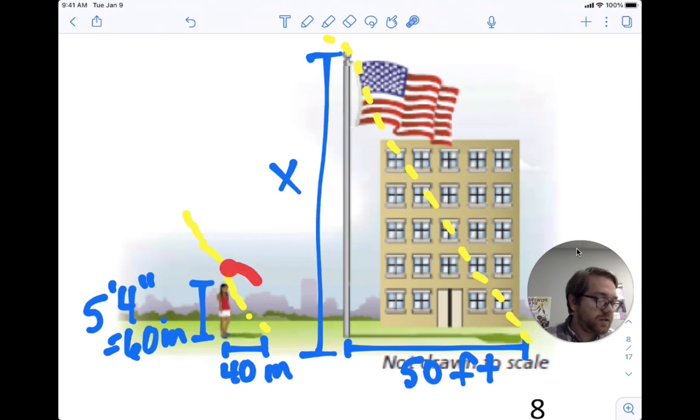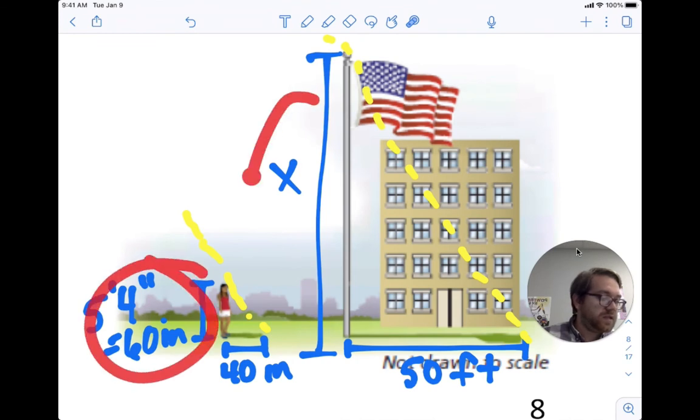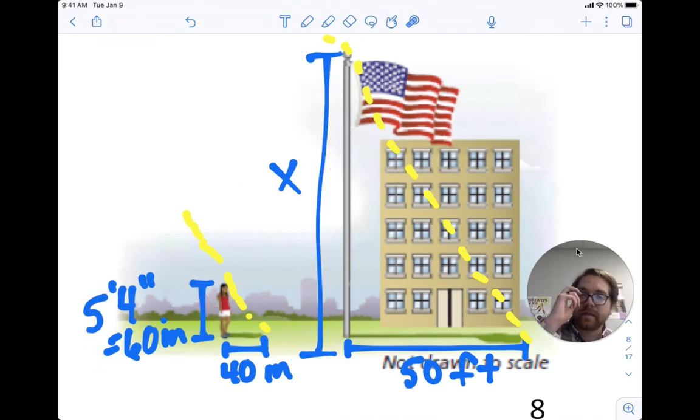If we can show that these two triangles are similar, then we can show that there's a relationship or a proportion between their sides. So how do we first show that these triangles are similar to each other? Well, we can look at their angles. The woman is going to form a right angle with the ground, and so is the flagpole. They're both standing up perfectly straight in this scenario. And so they're both forming right angles with the ground.